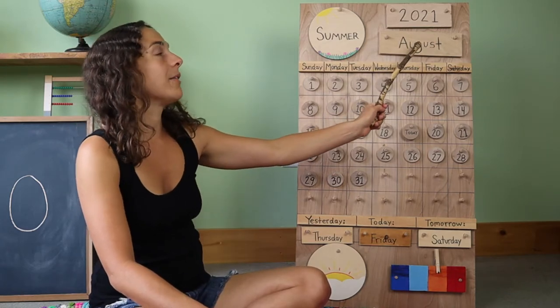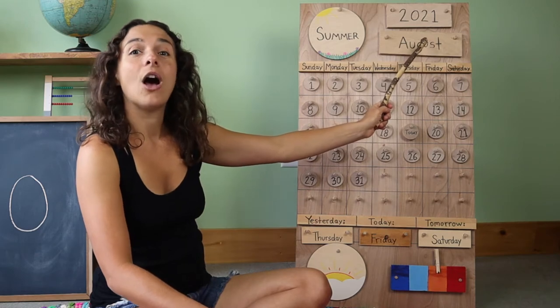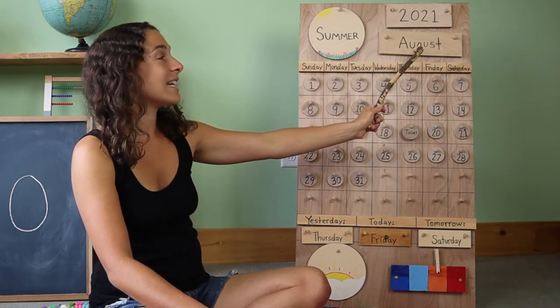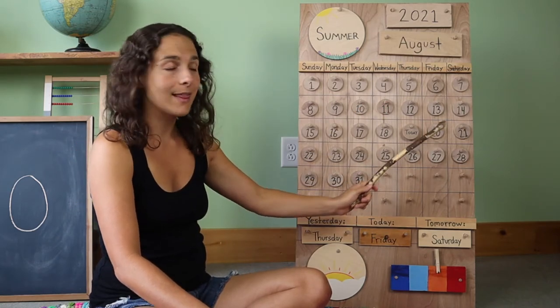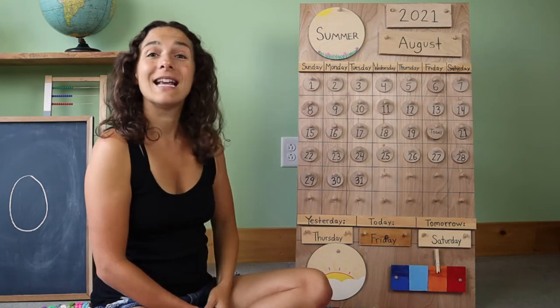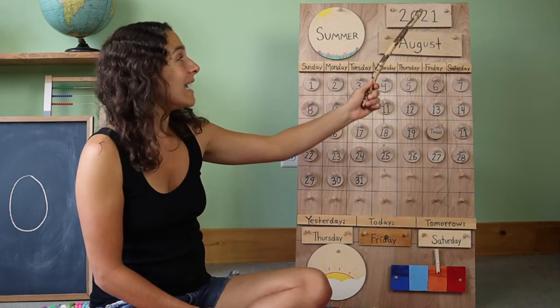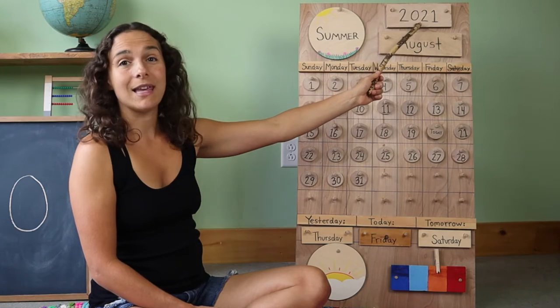We'll start off with the month, which is right up here. What's the month? August. That's right. The month is August. Today is August 20th. I'll move the chip over from yesterday. Yesterday was August 19th. Today is August 20th, and right up here we have the year.